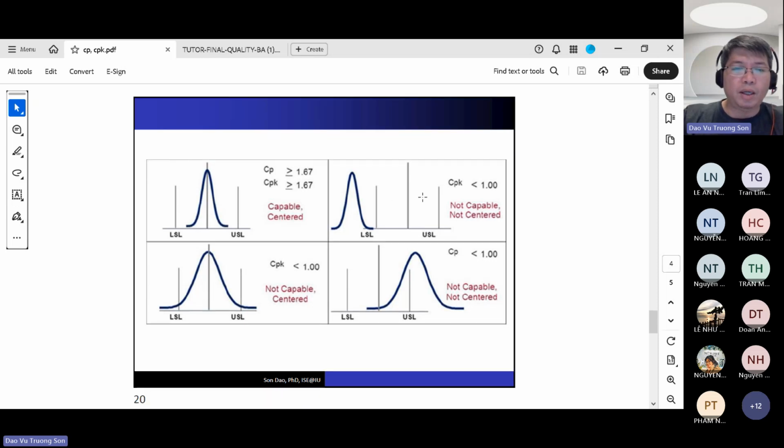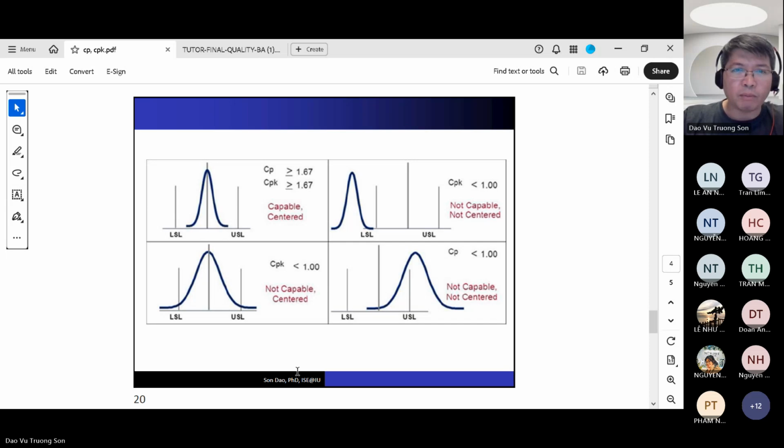Okay, so here you can see we have more cases to illustrate the stability and capability of the process. In the first case, the top left, CP is greater than 1.67. CPK is also greater than 1.67. So the process is capable and centered.